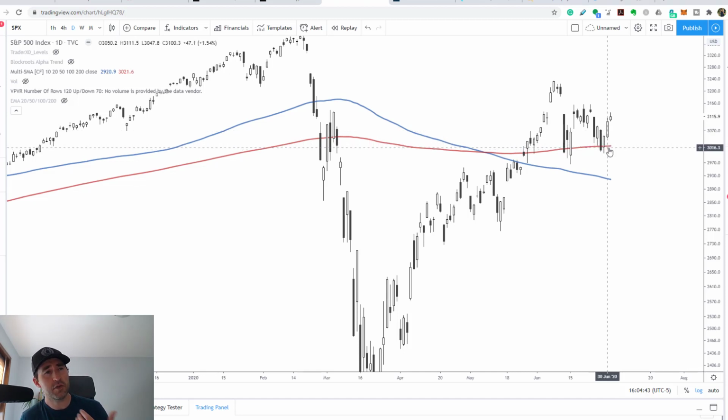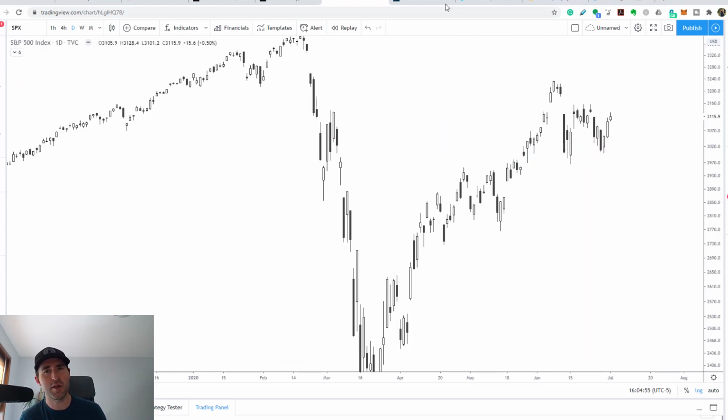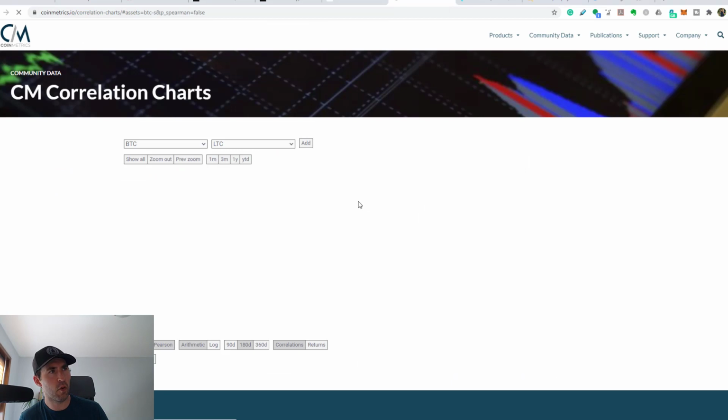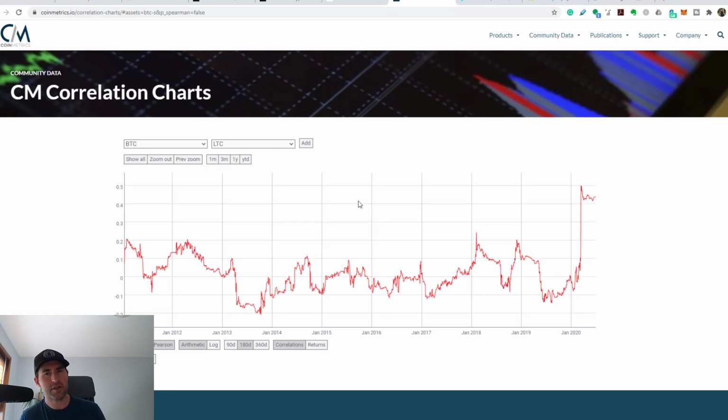And so, yes, we can continue to see the stock market move on up, especially with the Federal Reserve continuing to pump out more and more money. But it's important to also know that Bitcoin and stocks are not 100% correlated, okay? If you look here at the CoinMetrics chart, this is actually the Bitcoin to S&P correlation.